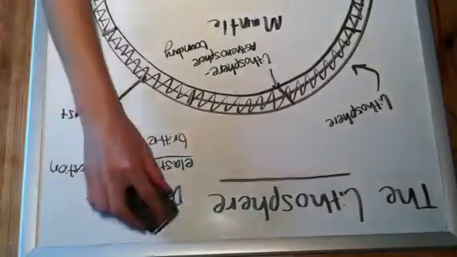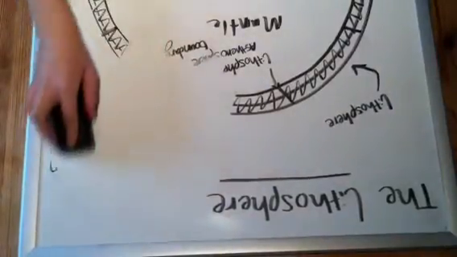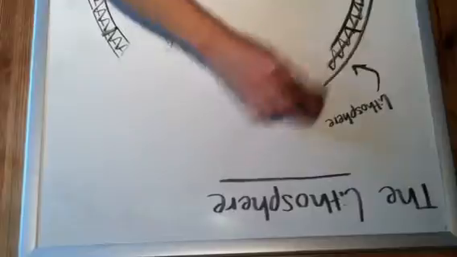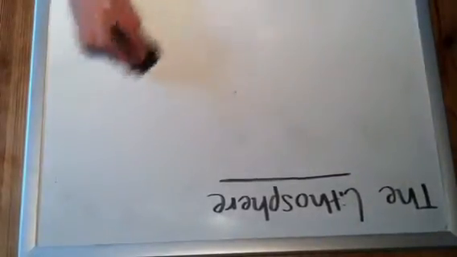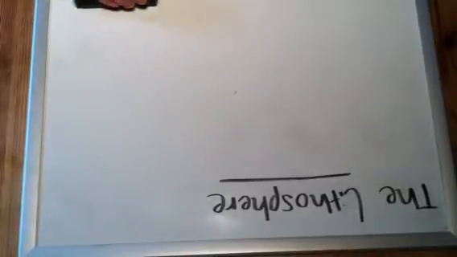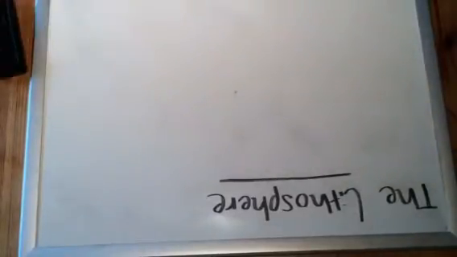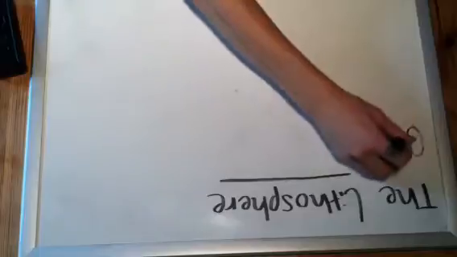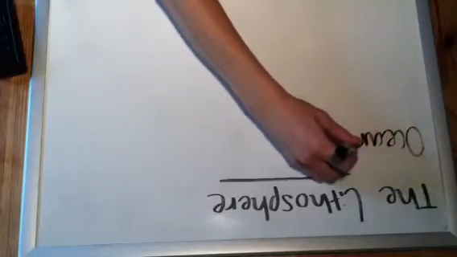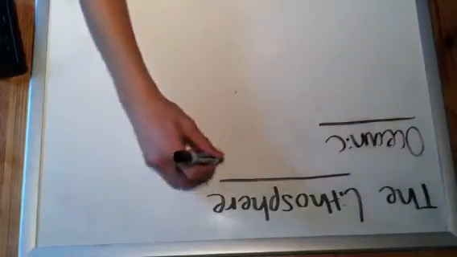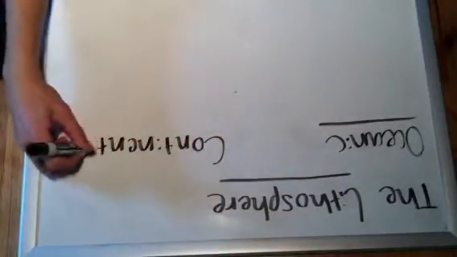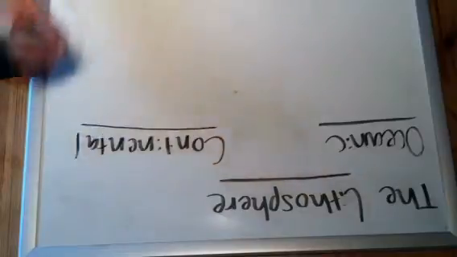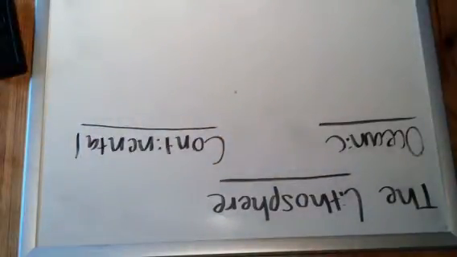Oh, actually I do have one more point to talk about real quick, and that is, similar to the crust, the lithosphere can be divided into oceanic lithosphere and continental lithosphere. So we've got oceanic and continental. And if you watched my crust video, then many of the pieces that we talk about with oceanic and continental crust remain true for the lithosphere.